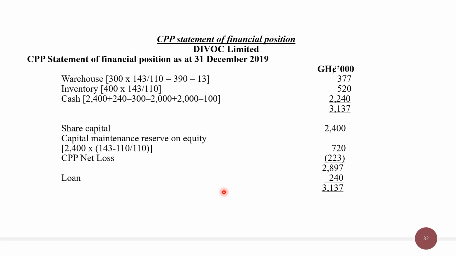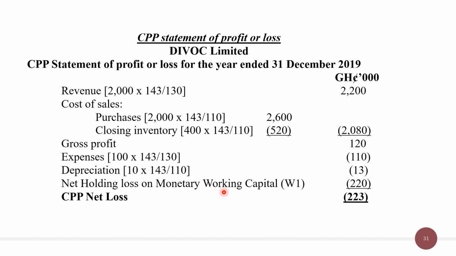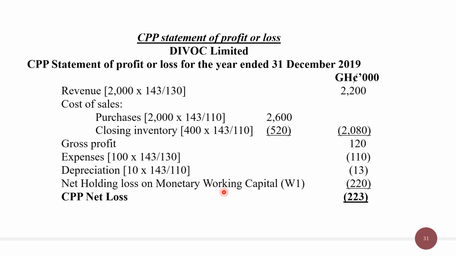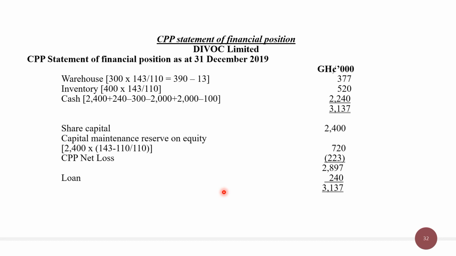Your statement of financial position under CPP. Warehouse carrying value is based on the 390, and its depreciation is 13. Here, the depreciation is 13. You index the warehouse, 300,000. Okay. Then the inventory, the closing inventory is indexed. You can always come back and look at it from the income statement. Then you build your cash account, and you can see that it's the same as the historical cash account.